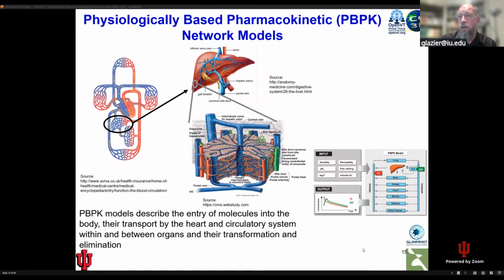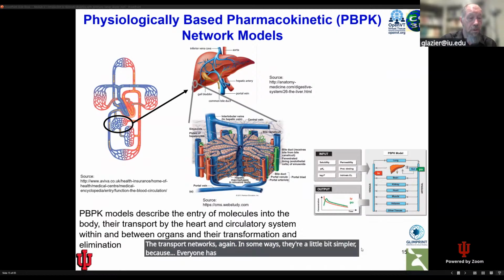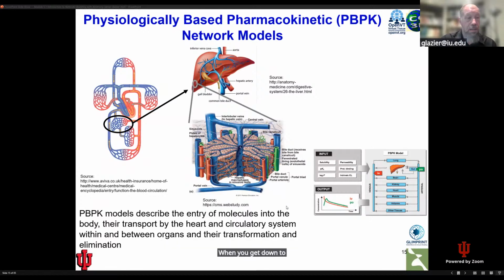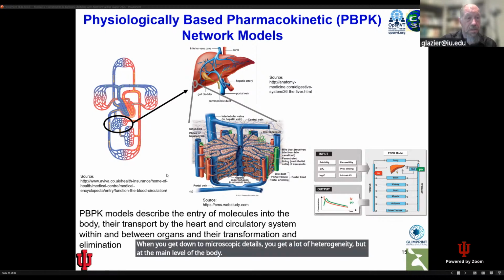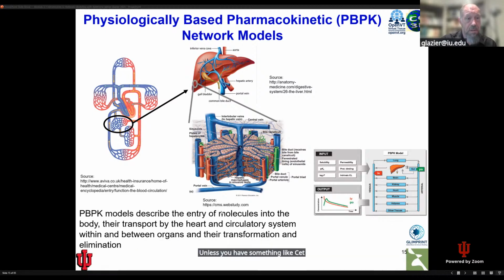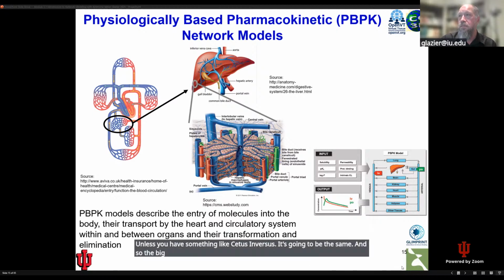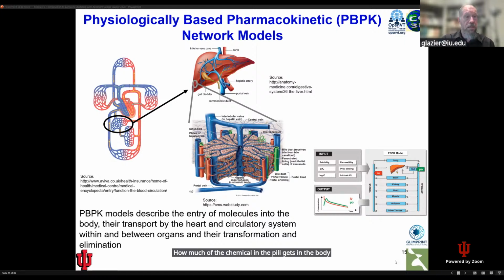The transport networks, again, in some ways, they're a little bit simpler because everyone has more or less the same organs and the same blood flow. When you get down to microscopic details, you get a lot of heterogeneity, but at the main level of the body, unless you have something like situs inversus, it's going to be the same. And so the big physiologically based pharmacokinetic models often say, if I take a pill, how much of the chemical in the pill gets in the body? How fast does that happen?